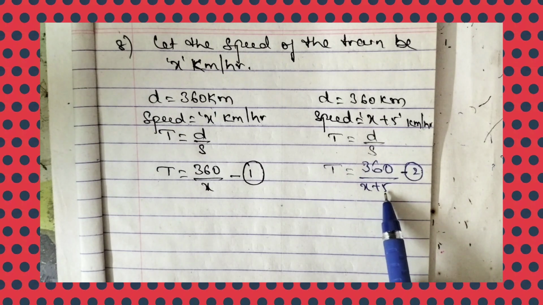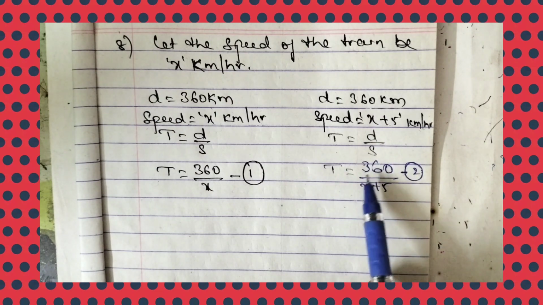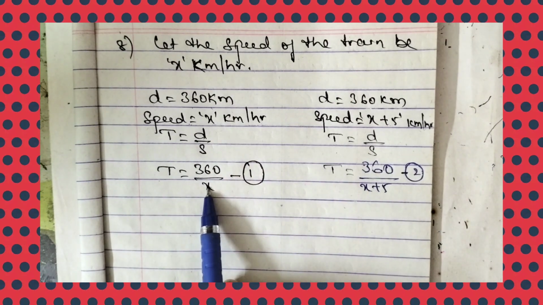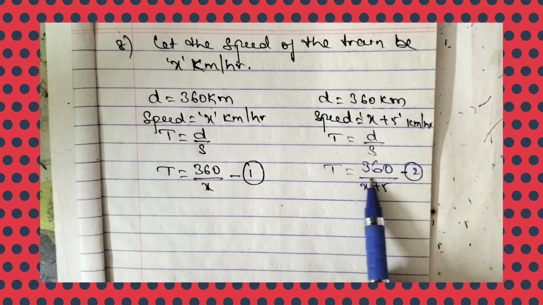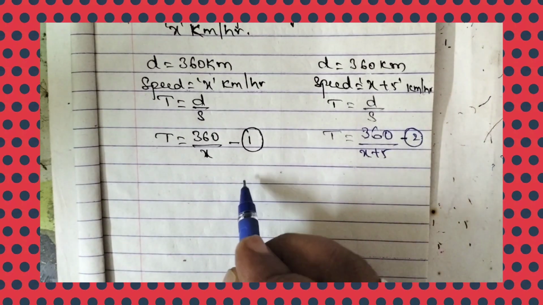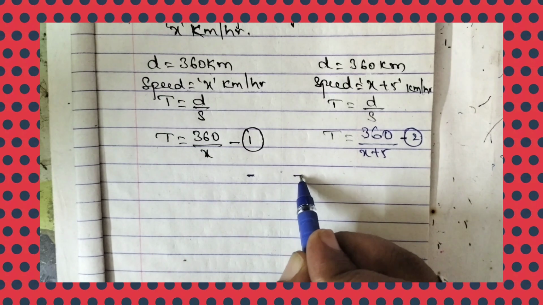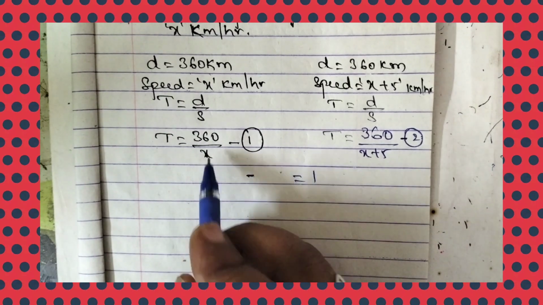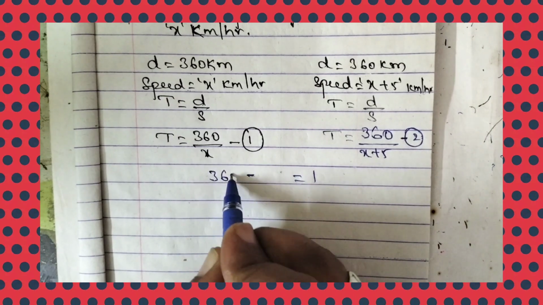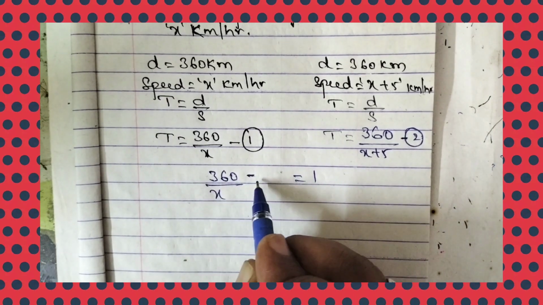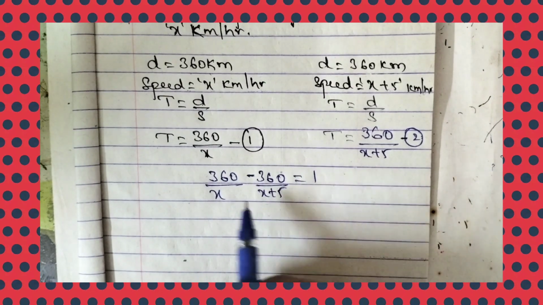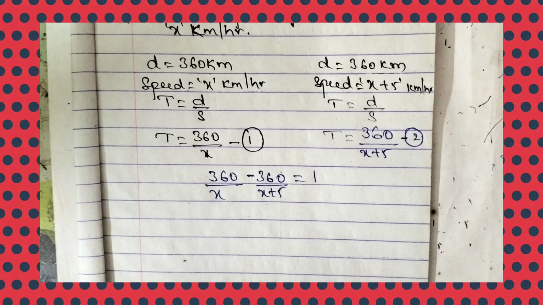So speed jaasti irodrinda kadme time na tagonutte. Agar idu kadme time tagonutte, idu jaasti time tagonutte. Agar ee speed alli hodre 1 hour jaasti tagonutte, ee speed alli hodre 1 hour kadme tagonutte. Agar eradu timings ina difference, it is equal to 1 hour. So agar idu jaasti time tagonutte, it will take less time. Agar jaasti time tagonutte, first barkobeku 360 divided by X minus 360 divided by X plus 5. So difference of these two will be equal to 1 hour.